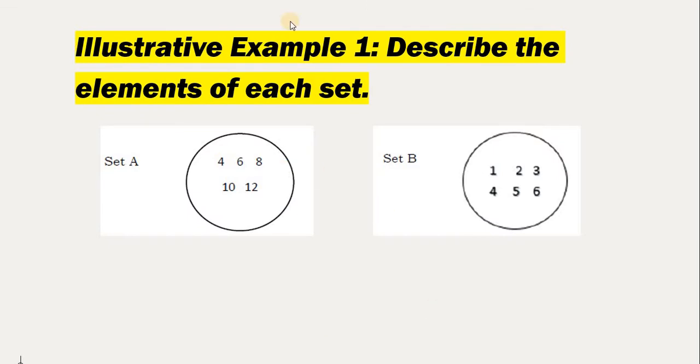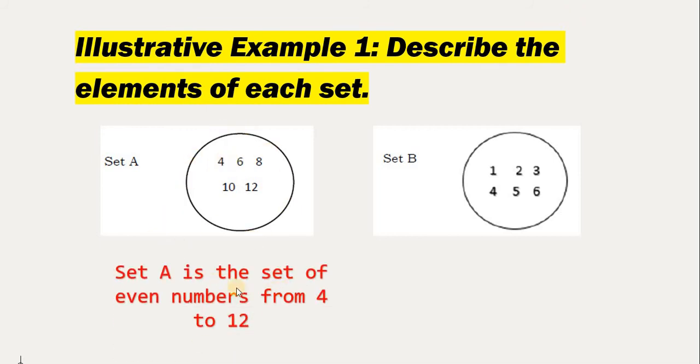Now, let's have illustrative example number 1. Describe the elements of each set. So, kapag nagde-describe tayo, syempre gumagamit tayo ng words. Okay? So, dito, ang gagamitin natin ay written or verbal expression. Okay? So, for the set A, ito yung set natin. 4, 6, 8, 10, 12. Ito yung mga elements. So, how are we going to describe these elements?